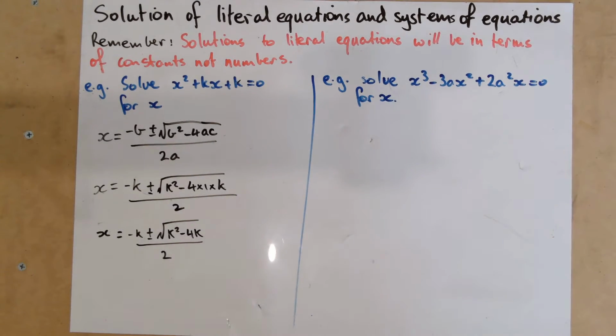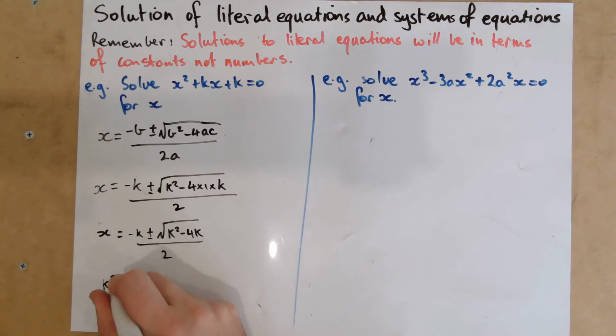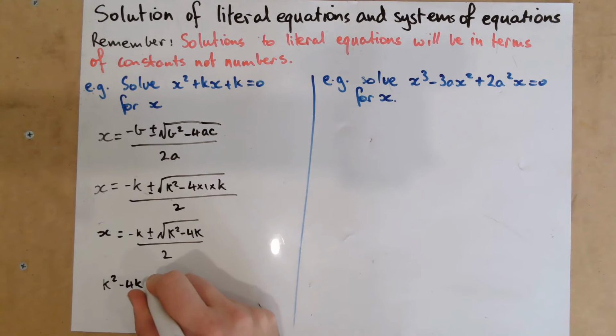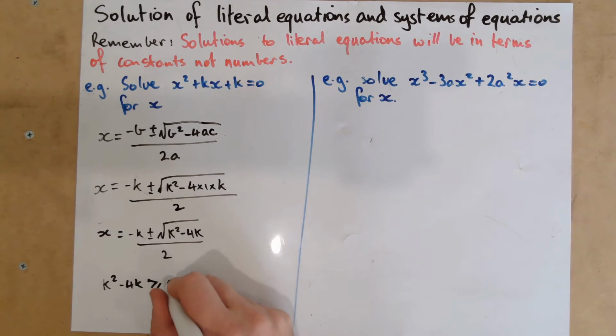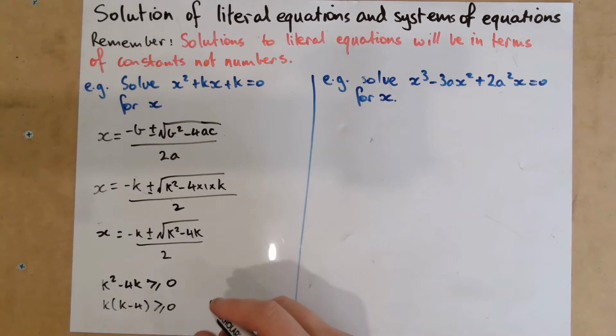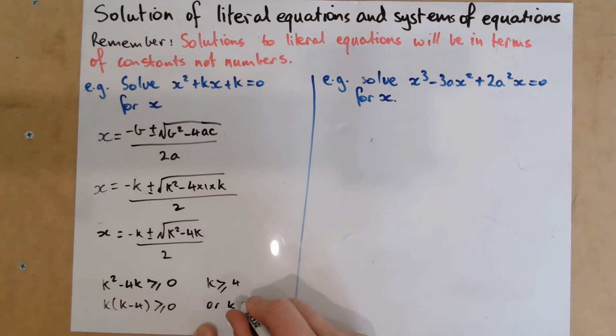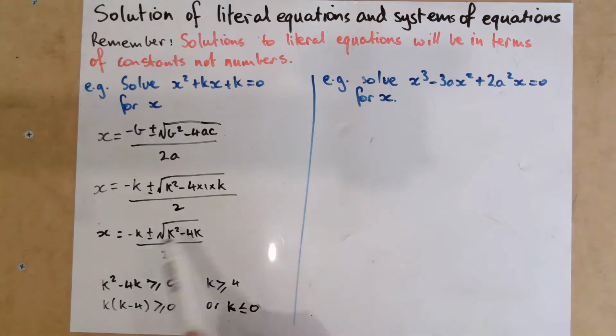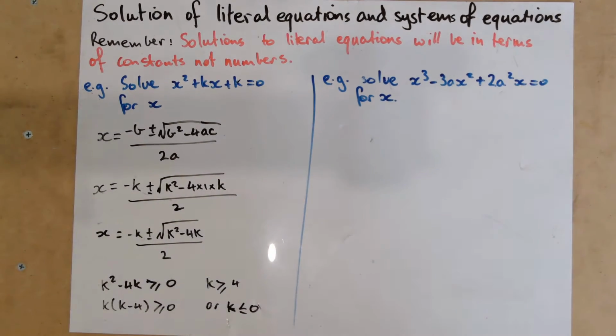We do need to be a little bit careful here though. It's not explicitly stated, but we care about real solutions, so we could say k squared take 4k must be greater than or equal to 0. If we factorise that, we've got k outside of k take 4, greater than or equal to 0. So k would need to be greater than or equal to 4, or k would need to be less than or equal to 0. This is our solution, but we need to be careful and define what values of k we're allowed to use.